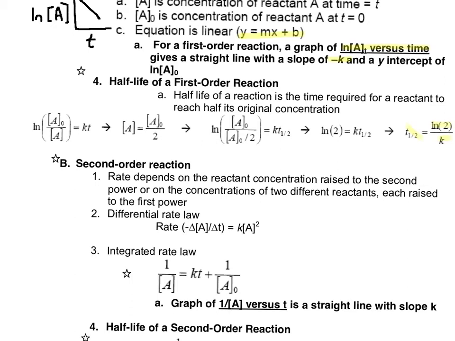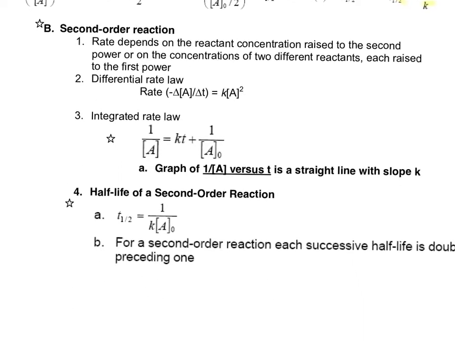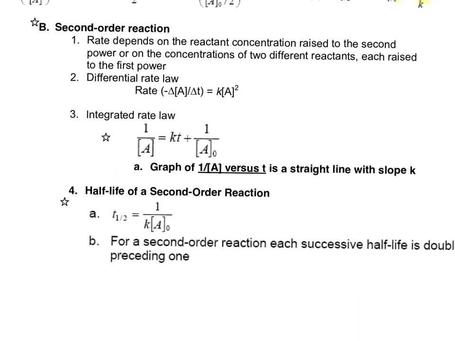Now for a second-order reaction and for a zero-order reaction, we're going to do the same thing. We're going to find a linear equation and we're going to find a half-life equation. So let's take a look at our second-order reaction. For our second-order reaction, our y equals mx plus b equation looks like this one right here. So if you graph 1 over the concentration of A versus t, you're going to get a straight line, and your slope will be equal to k. For the half-life equation, the half-life is equal to 1 over k times the concentration of A at time 0.